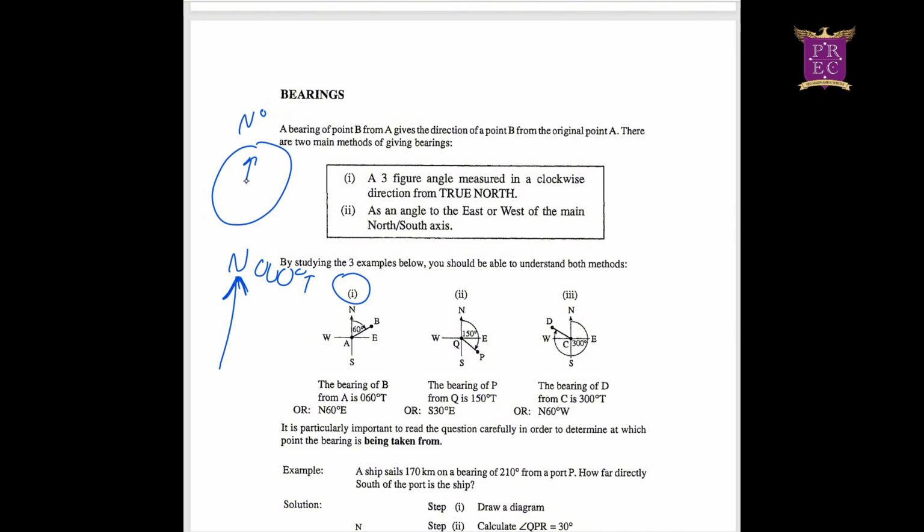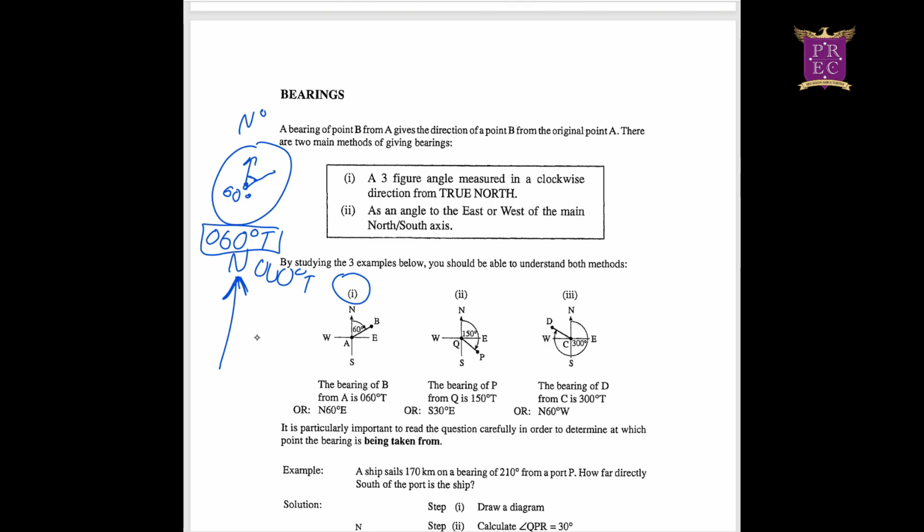And say you moved from the middle of the clock to between 1 and 2, and you made a 60-degree angle. Your bearing would be 0, 6, 0 degrees true. Remember to always give your bearing in 3 figures, because if you're doing true bearings, you need to always give it in 3 figures.